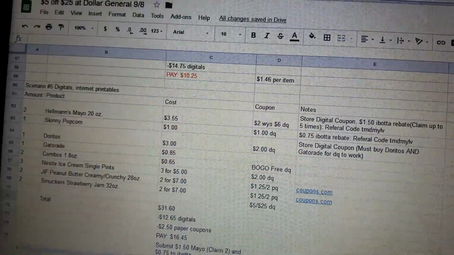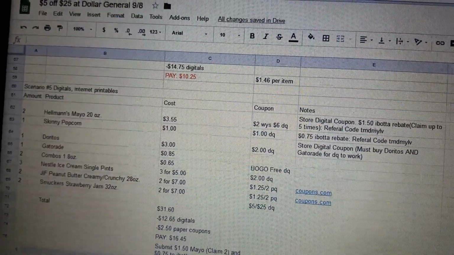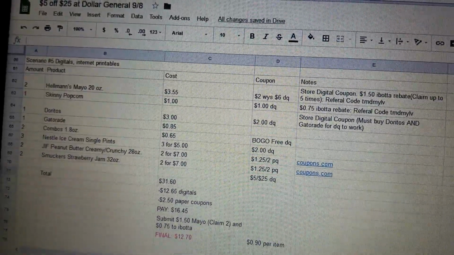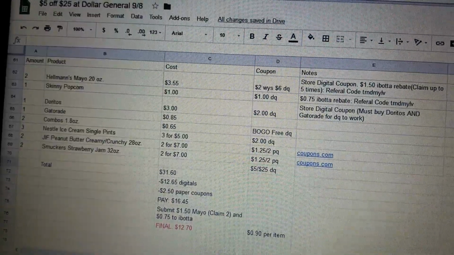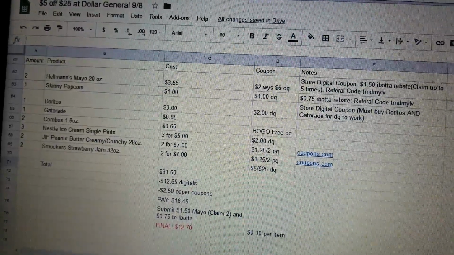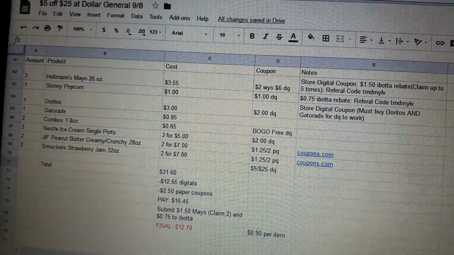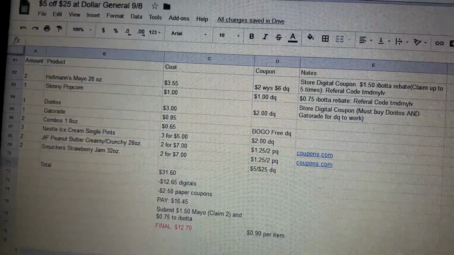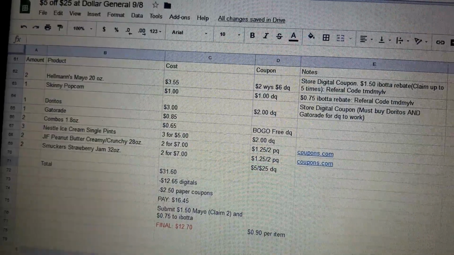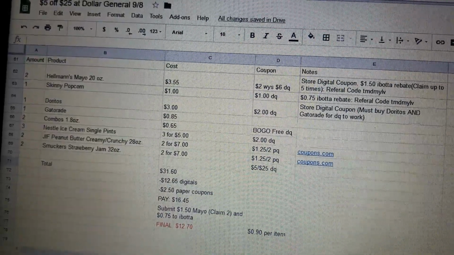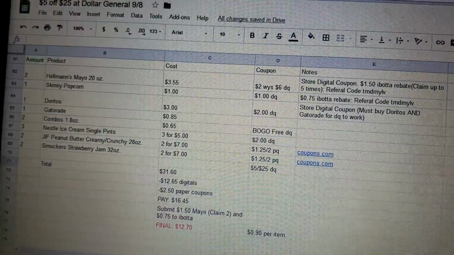So your subtotal is $31.60. You type in your phone number for those $12.65 of digitals to come off. Then you hand over your internet printables. It says paper coupons, but it's an internet printable. You hand those over, and then it's $2.50 as well that will come off. So you're going to pay $16.45 at the register before tax.